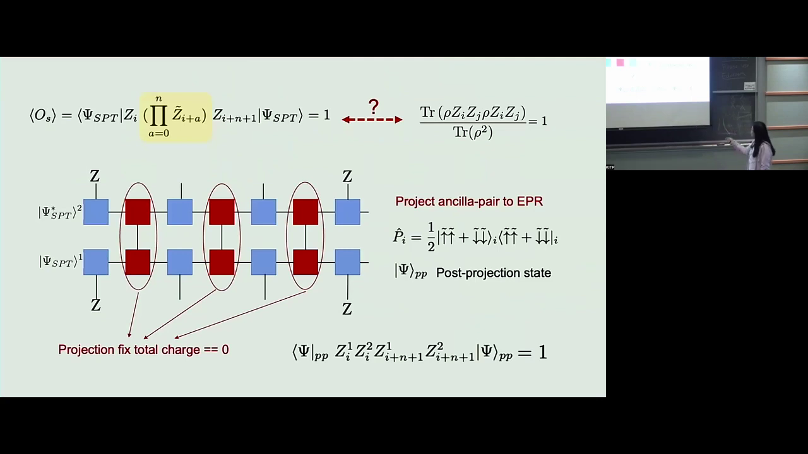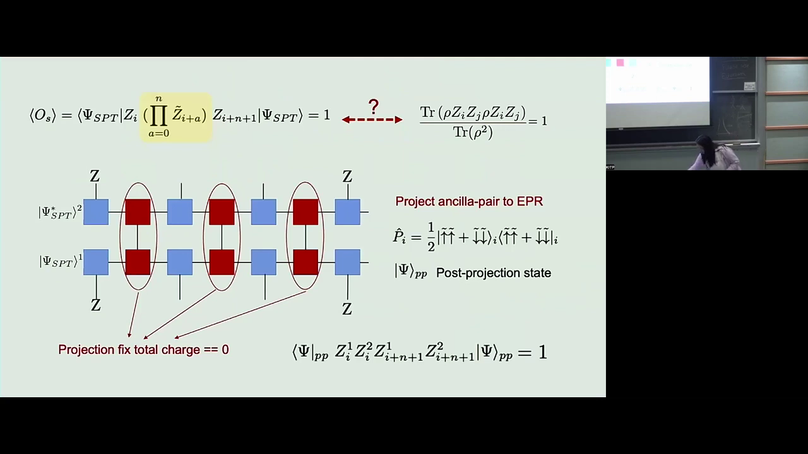And after you do the projection, it's not hard to find that the post-projected wave function, after you project all of them to the EPR pair, has a long-range 4-point correlation function with two of which acting on the first copy and two of which acting on the second copy. This is pretty straightforward because previously we have a string order, and if I do the projection, I've somewhat fixed all of the charge string in between to be even, and hence the string order just becomes this 4-point correlation function.